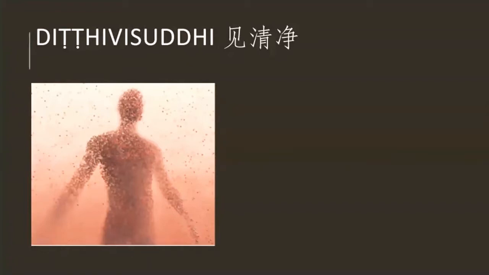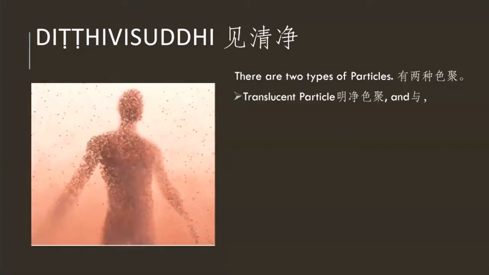So anyway, when we can see rupa kalapas, there are 2 types of particles. The first one is translucent particles. Especially this kind of particle can be found all over the body. But not all of them are translucent particles. There is the next type, untranslucent particles. We also say non-translucent particles. What do they look like?